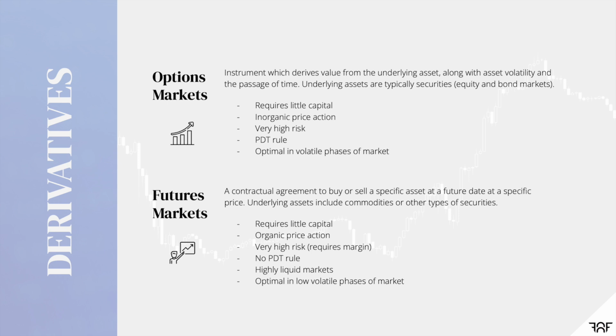Now, one final feature I would like to mention about the futures markets before we move on to currency is that futures are much more efficient in low volatile phases of the market as opposed to options. Remember, options are the best in volatile phases because their growth is exponential as volatility increases. With futures, growth is linear, similar to stock, since price is based entirely on the price action of the underlying asset. So, volatility doesn't matter.